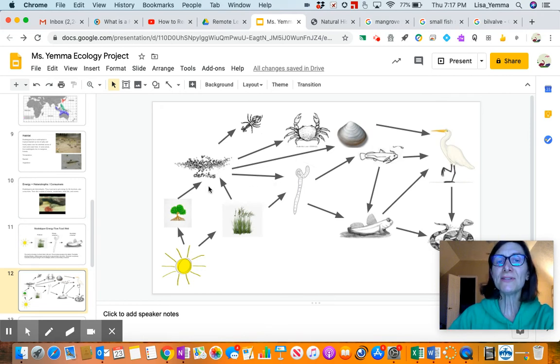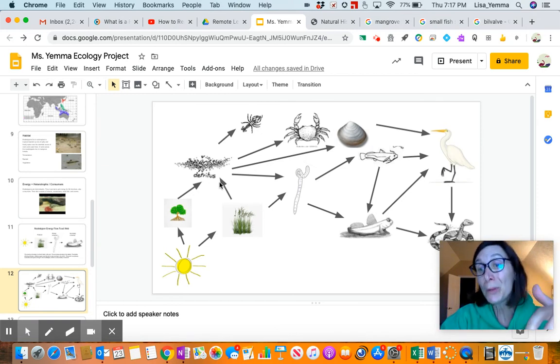And detritus is this really cool word that means rotting stuff. It could mean rotting leaves, it could mean rotting trees, it could mean rotting plants, it could mean poop, it could mean animal carcasses. So in some of your ecosystems, a lion will eat something that's already dead, but then what happens to that dead thing? Well, bacteria. Bacteria is in these ecosystems a lot.